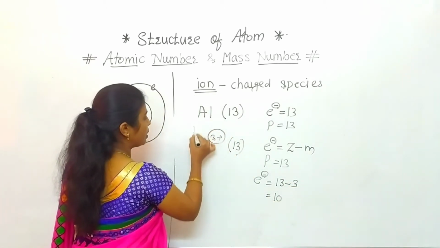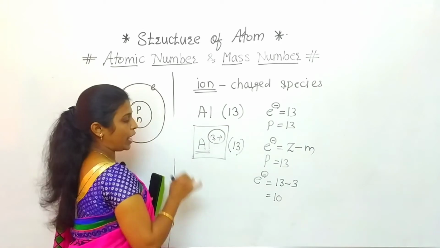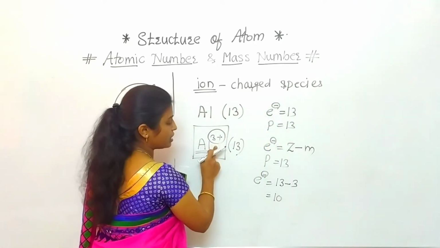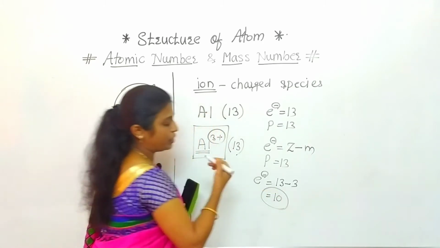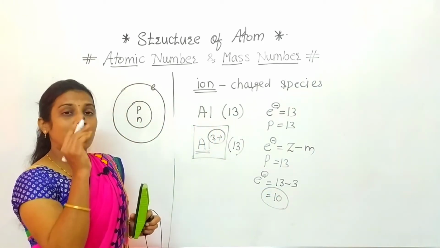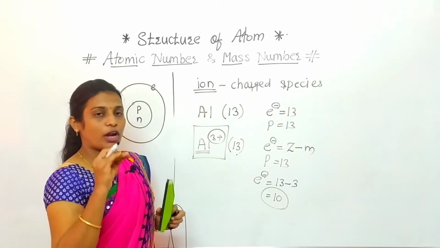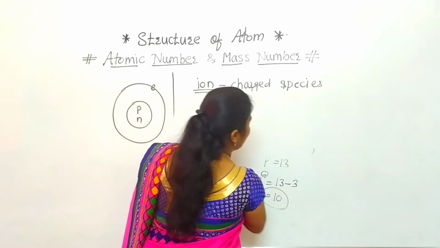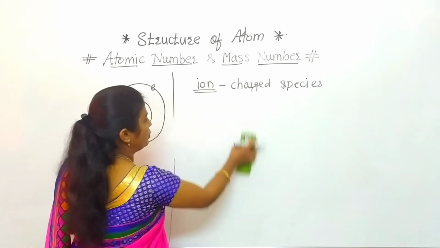So if a cation of aluminium is there, then the number of electrons is 13 for the atom, but for this ion the number of electrons is 10. So that definition is not correct for ions, I told you, because of that only. Clear? So let us consider another example, that of an anion.